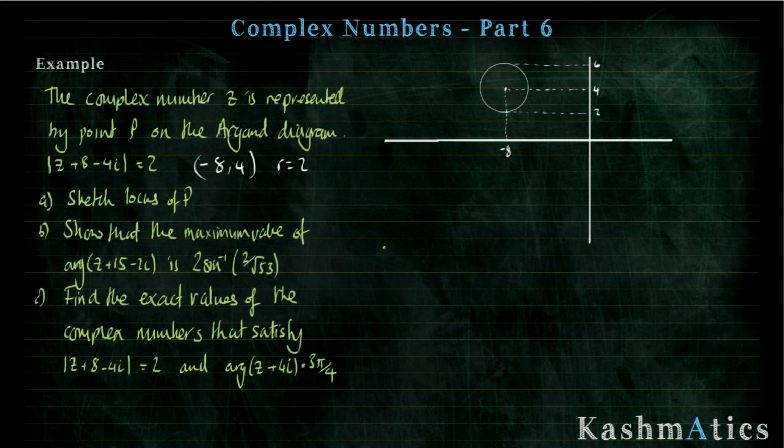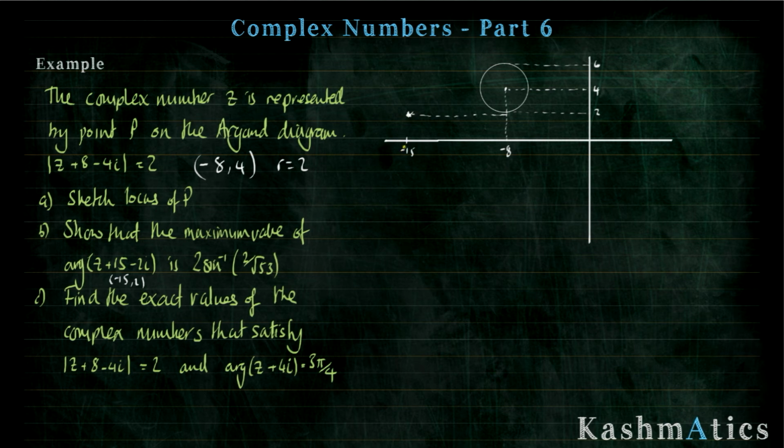So it says, show that the maximum value of the argument of z plus 15 minus 2i is 2 times the inverse sine of 2 over root 53. So from here, I can extract the important coordinate, which would be minus 15, 2. So let's just plot that. Minus 15, that's down here. 2, and that's going to be in line with this.